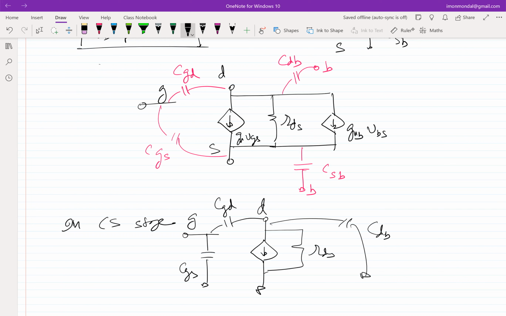So CGS and CDB are okay because any grounded capacitance is easy to deal with, right? One terminal is fixed, so it basically comes in parallel to whatever is connected to the terminal. So that's easy to deal with. The problem comes because of CGD. And we'll see how to deal with the CGD without writing too many equations. We'll see that in the next class.